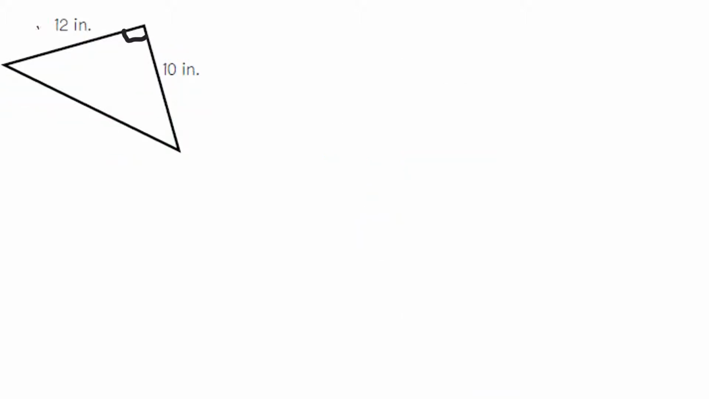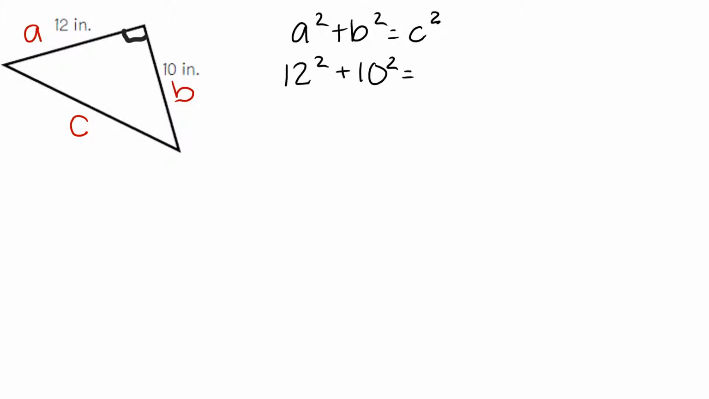Looking at our right triangle mark, we label our legs A and B. We label the diagonal line C. Plugging that information in, we use our Pythagorean theorem, a squared plus b squared equals c squared. A is 12, b is 10, c is unknown.